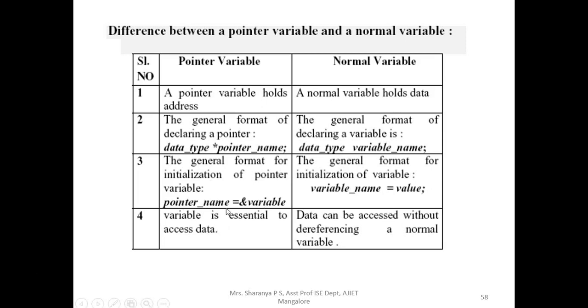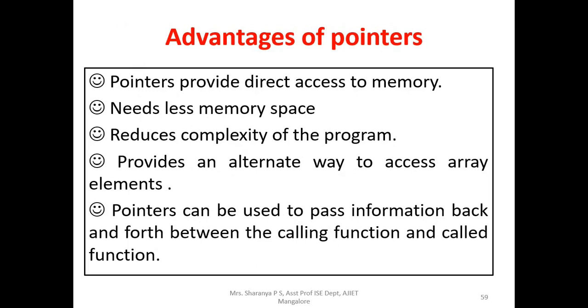And while initializing the pointer variable, we are using the ampersand symbol. It will assign the value to a pointer name, and in the normal variable we are just making use of the equal to symbol. And the dereference is essential to access the data through a pointer, whereas the normal variable data can be accessed without dereferencing the normal variable.